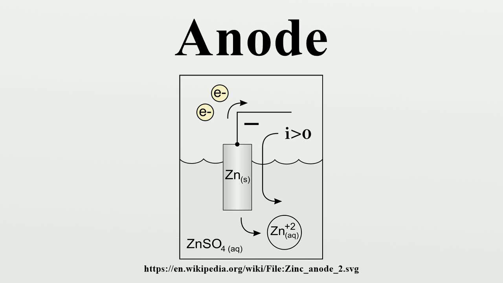An anode is an electrode through which conventional current flows into a polarized electrical device. A common mnemonic is ACID: anode current into device. The direction of electric current is opposite to the direction of electron flow. Electrons flow out of the anode to the outside circuit.